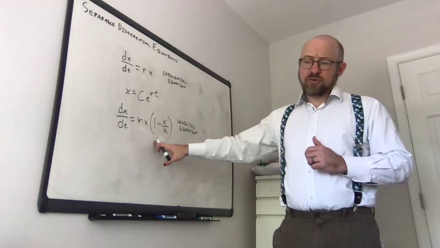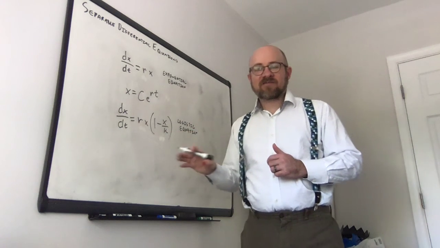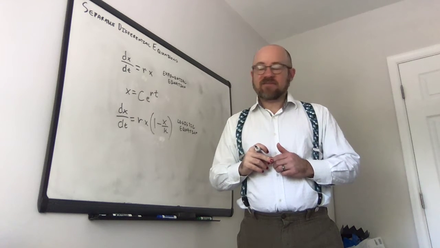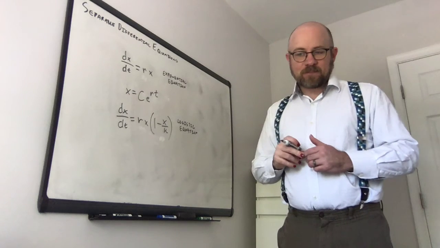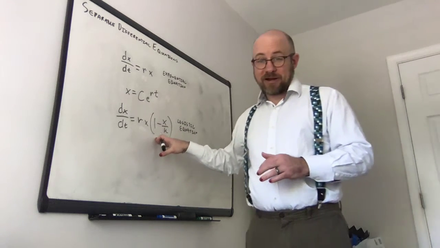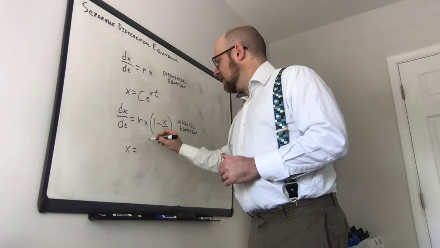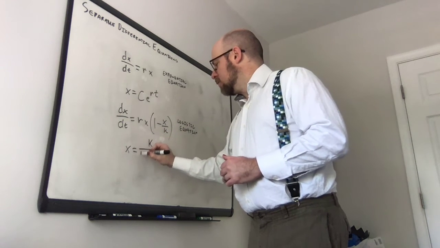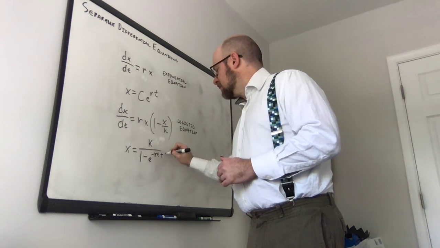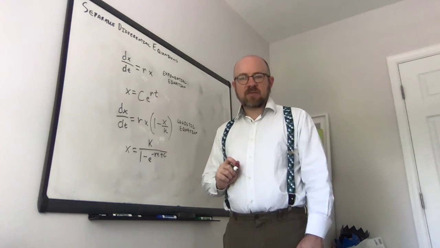This one's a lot harder to do; the previous one was pretty easy. The integrals are not bad, but if you do this one, it involves partial fractions, substitution. It's a lot of fun. You could try and separate and integrate this one if you want to. But eventually you'll get x equals, I think it's k over (1 minus e to the negative (rt plus c)), which is the logistic solution that you get from separating and integrating this.